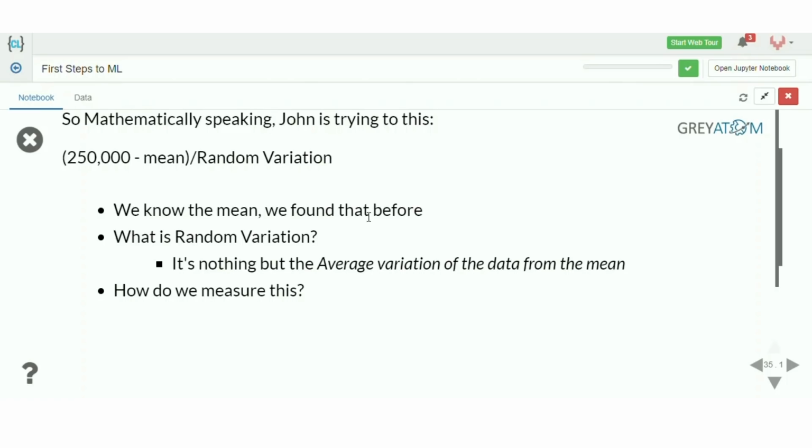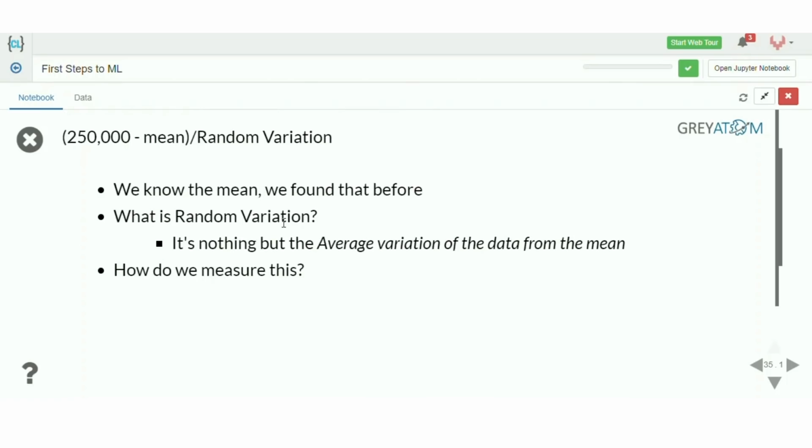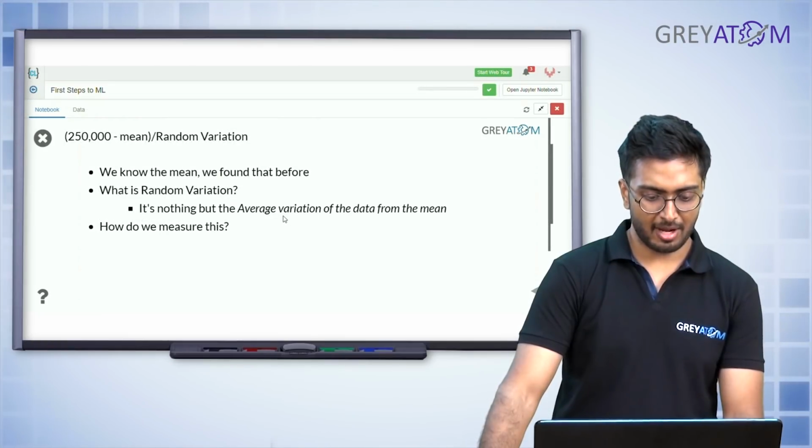We know what the mean is here. We have found that before. But what is this random variation, right? Random variation is nothing but the average variation of the data from the mean. So how do we measure this?